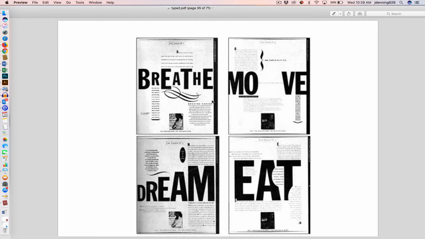What makes the type work? How does it improve the design, not only in what the words are saying, but also in the type being used with the imagery or visuals that are part of the layout?